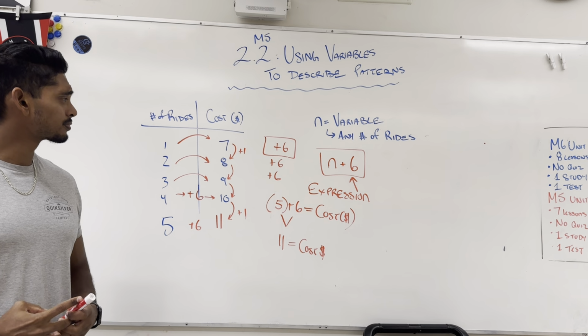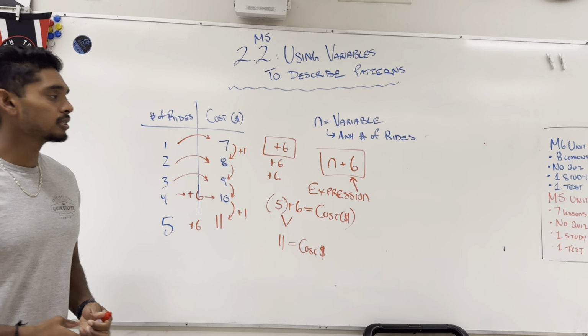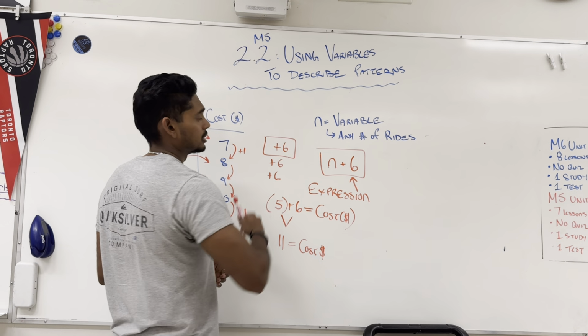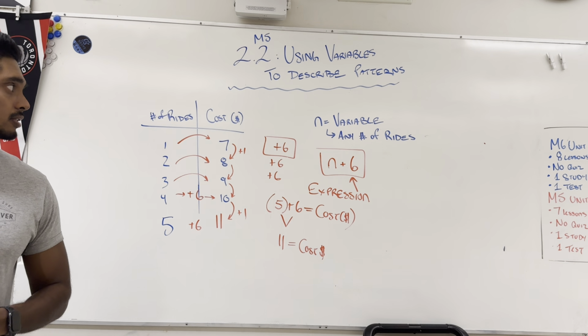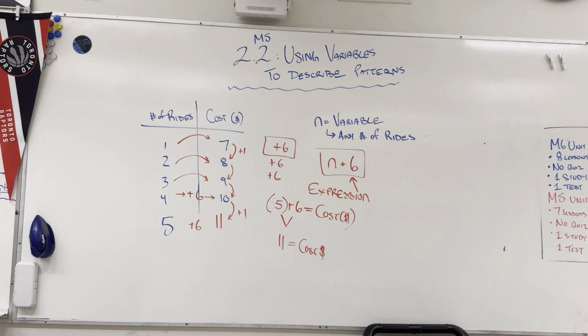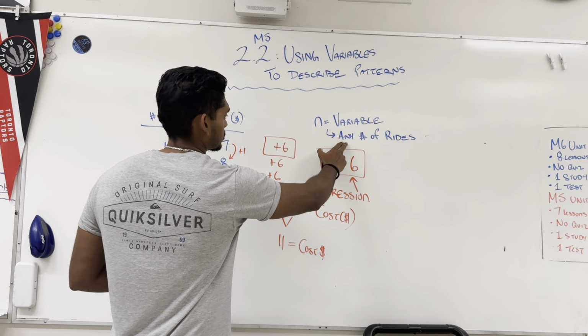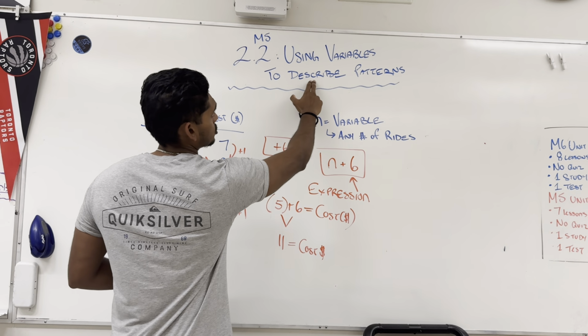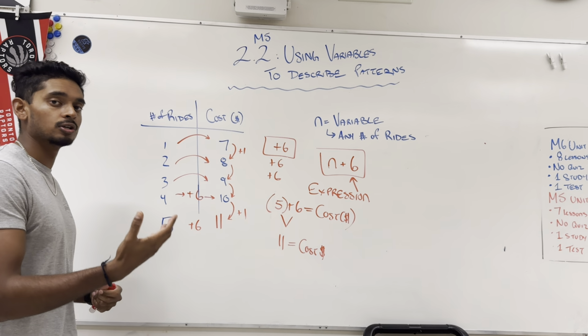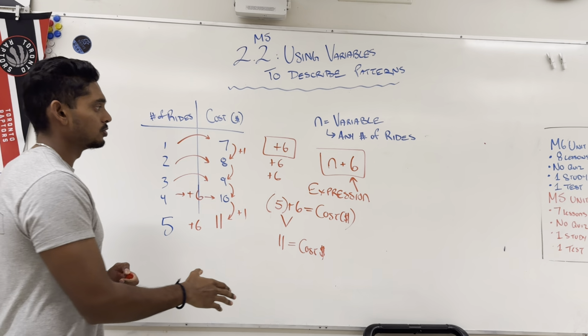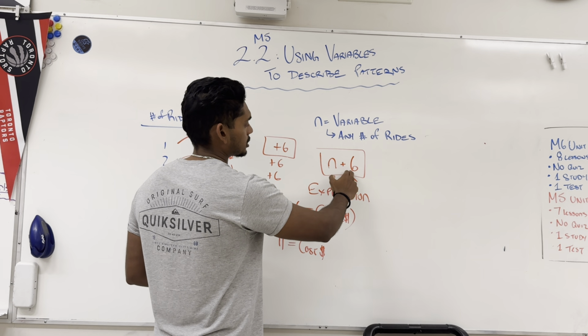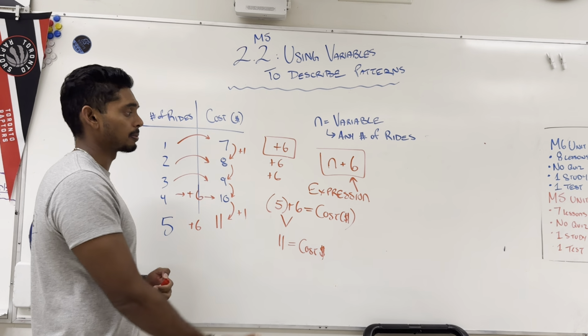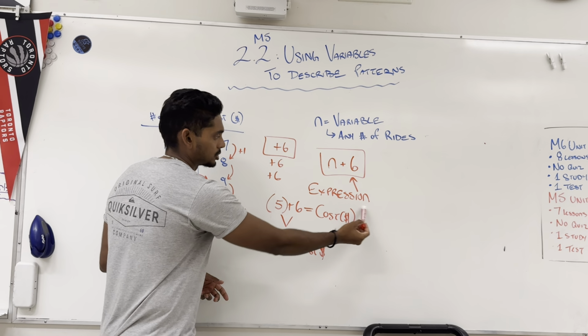For this lesson, all you need to know is a couple things. A variable is a letter, usually italicized, and it's a symbol that represents whatever you need it to. In this case, we want it to represent any number of rides. It's used often to describe patterns. In the future, it's going to be used in algebra. Now, when you use n plus a number, using a variable to describe a pattern, it's called an expression.